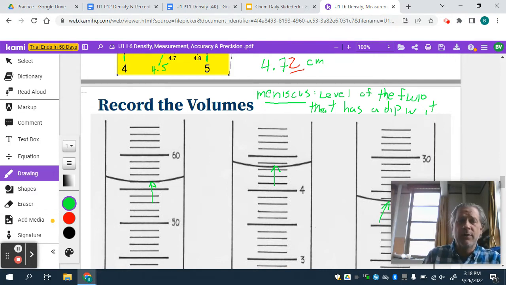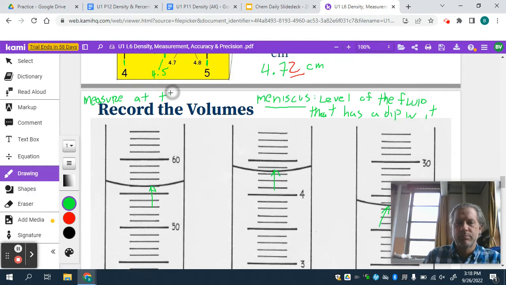And so we always measure fluids at the bottom of the meniscus.